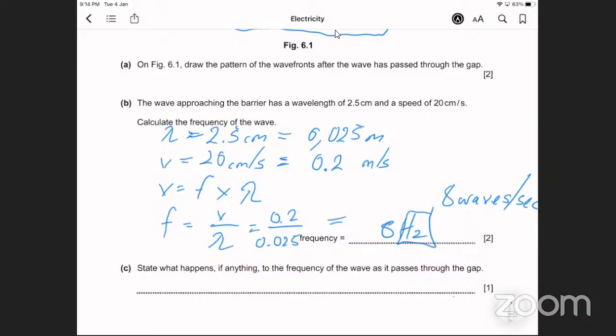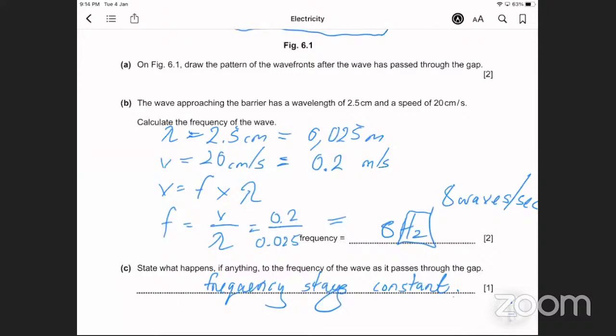Now it says state what happens, if anything, to the frequency of the wave as it passes through the gap. What happens to the frequency? It stays the same. The frequency stays constant. Are we following? Yes, sir. Right. So that is my answer there.